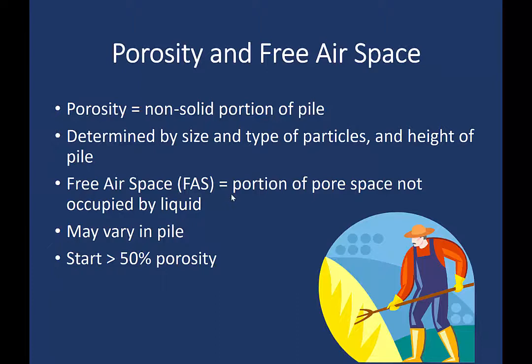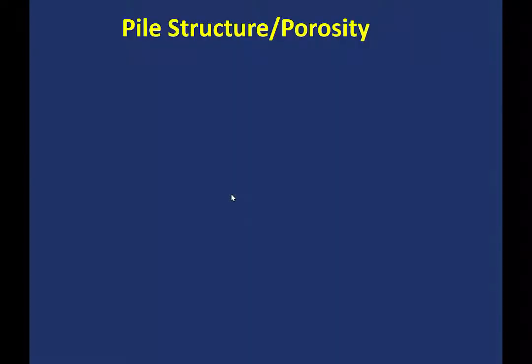Free airspace, FAS, you'll see this on a couple slides. And what that is, it's the amount of pore space that's not occupied by liquid. So porosity is just what's not solid, okay? And then we have the free airspace, which is not occupied by liquid. And it's going to vary from pile to pile, but we want to start with more than 50% porosity. So we want this to be nice and fluffy when we start because we don't want it to go anaerobic, because if it goes anaerobic, it's going to smell.